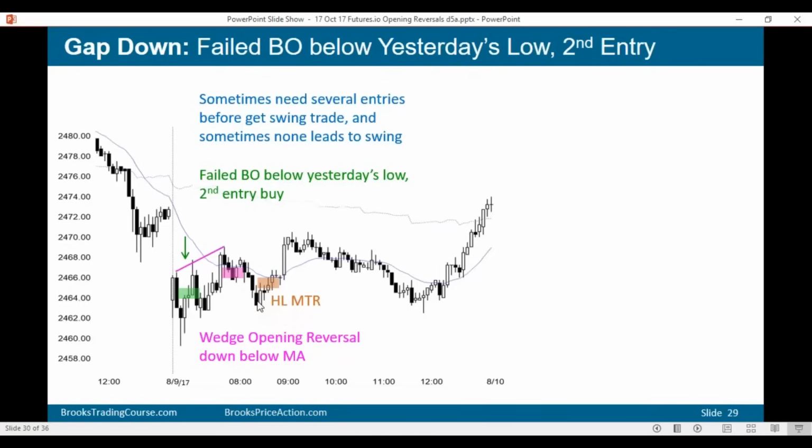High or low major trend reversal. If you want, you can call it a double bottom. And then we got a bigger double bottom later in the day.